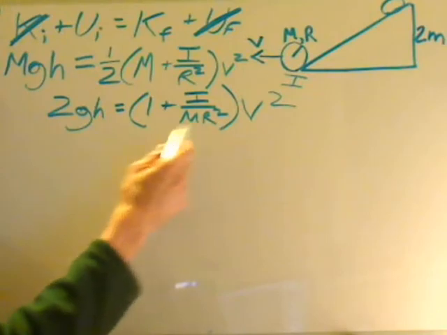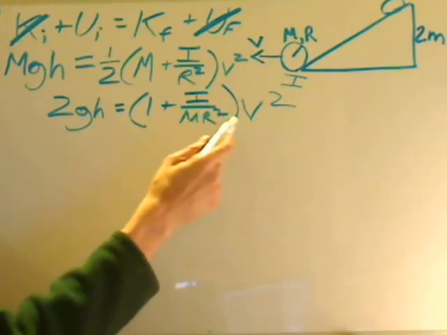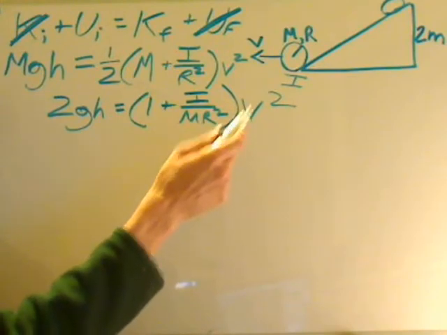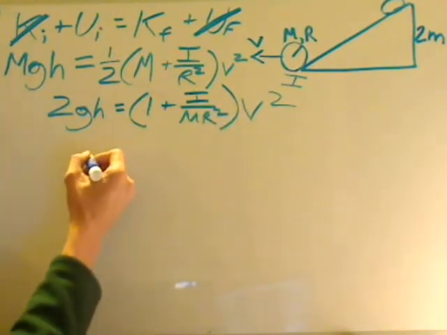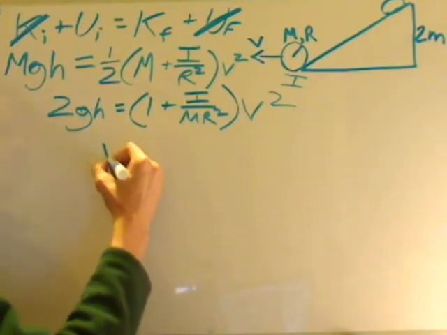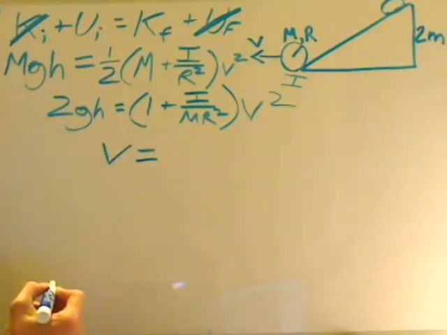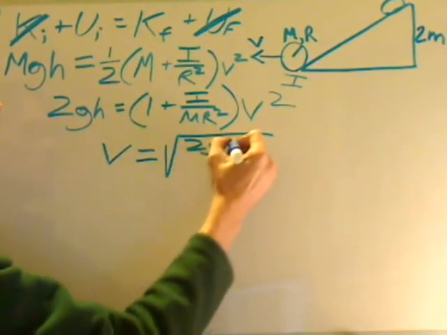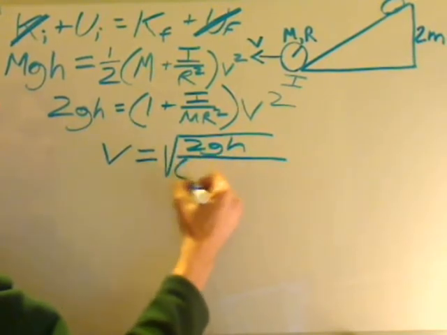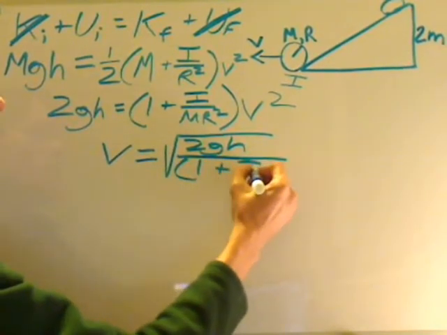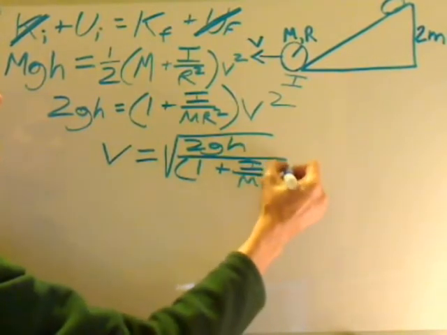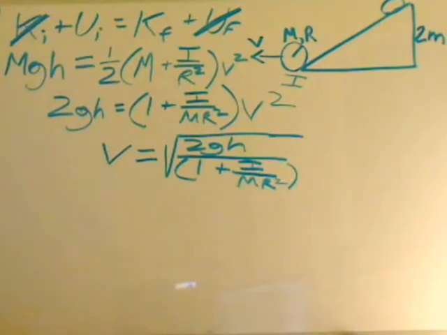Divide both sides by the quantity in the brackets. That gives us velocity squared equals something. Then take the square root to get velocity, and you arrive at an expression for velocity: the velocity is the square root of 2gh over 1 plus moment of inertia over mr squared. Okay, so there's our solution to the problem.